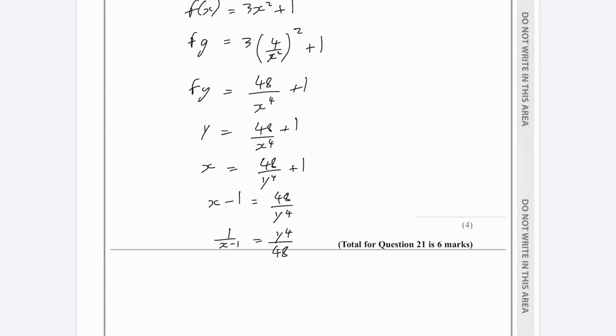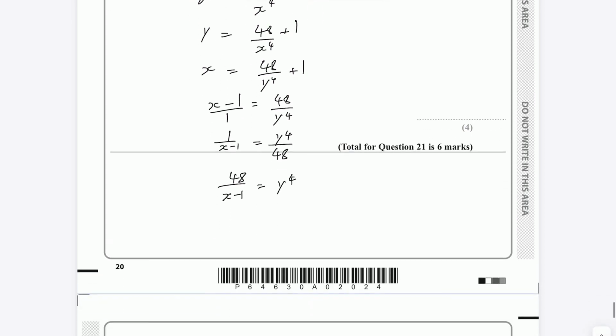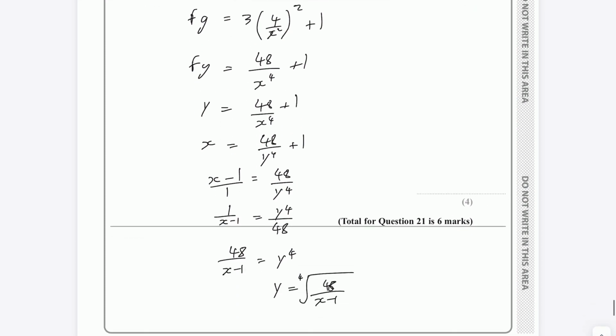So this is a nice little trick that some people don't know about. So all I've done is I've flipped both sides of the equation, because this is the same as writing over 1. Now I'll flip them both. I can move the 48 over. And now I've got it written as y. So essentially we can now say that y is equal to the 4th root of 48 over x minus 1. And that is your answer, so that is h. So now you can just write h is equal to that.